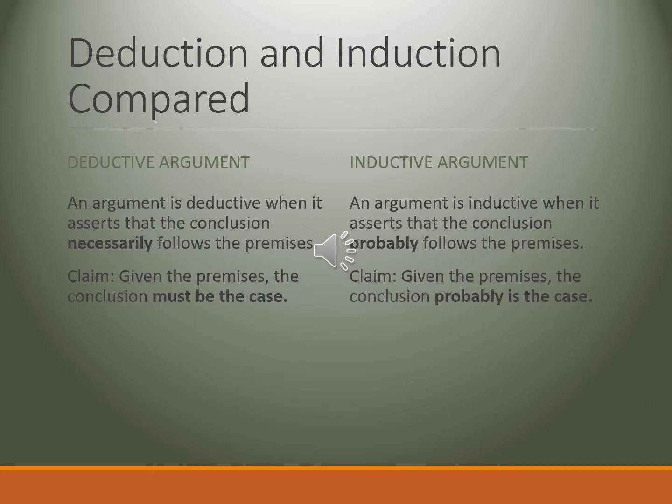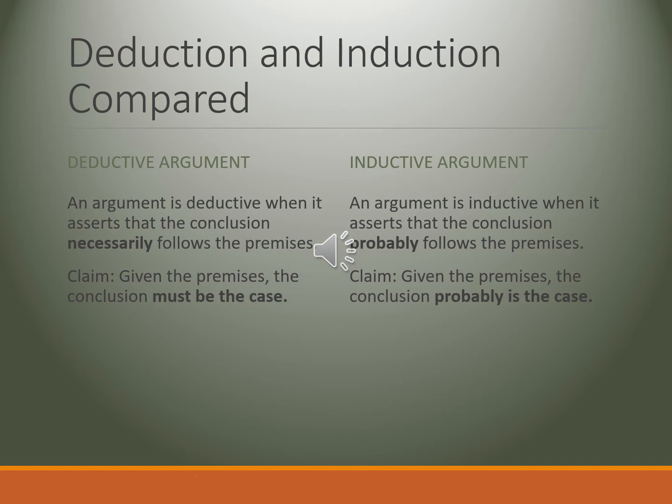Now, in contrast, inductive arguments do not make claims of necessity. They make claims of probability or likelihood. So the idea is that in an inductive argument, we are extrapolating, we are speculating that something is likely the case based on the information in the premises. Very often, inductive reasoning makes a claim about the future, for example. And the evidence for this claim about the future is what has happened in the past.